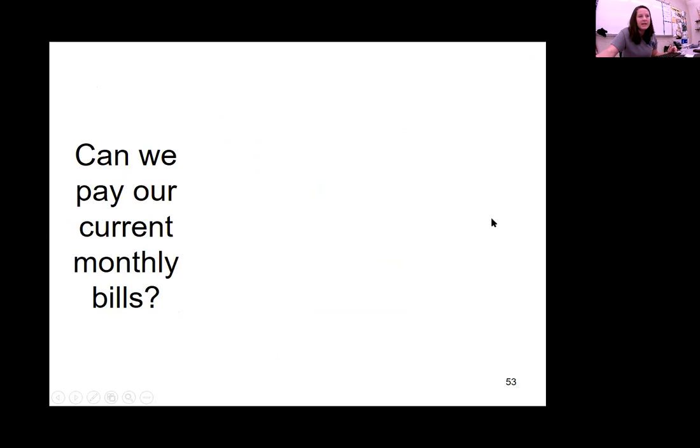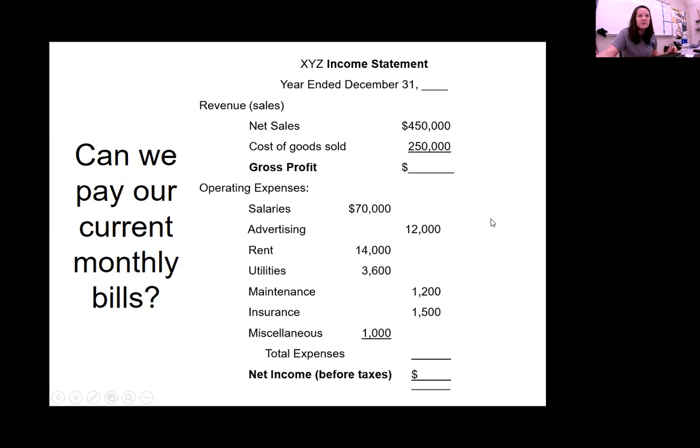Now, the second financial statement that we're looking at is an income statement. This is a current look. So can we pay our monthly bills? How do we stand right now with our cash? This is called an income statement. This is the one that you guys are actually going to type in Google Sheets.